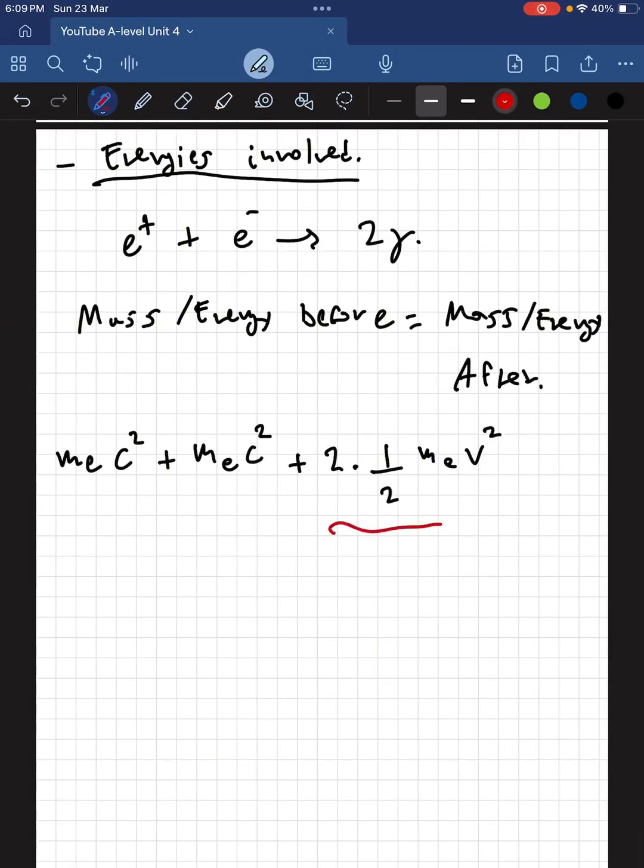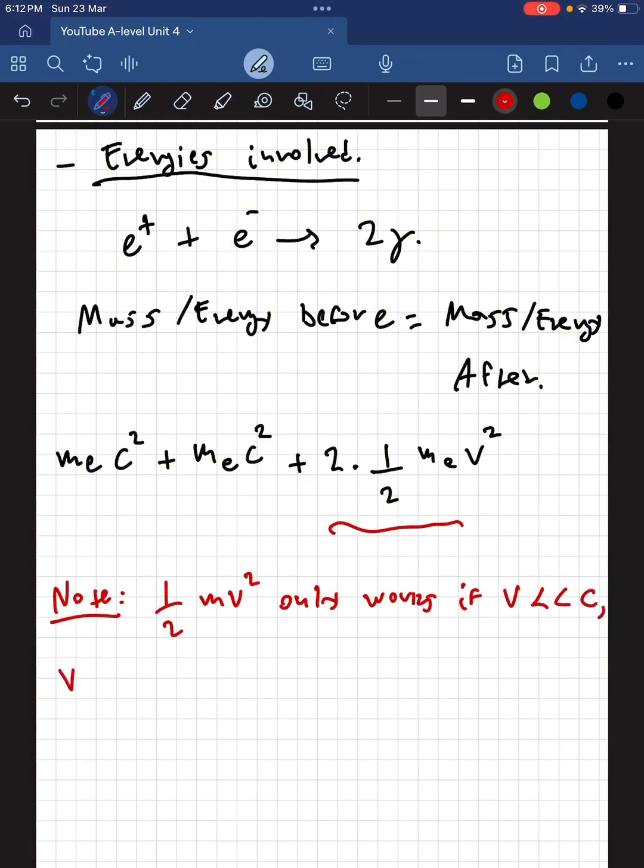I'm gonna put a note here. Note: 1/2 mv squared only works if the velocity is much, much smaller than the speed of light, or velocities smaller than or equal to about 0.05 c, so 5% the speed of light. Okay, so we can use 1/2 mv squared in those cases. I'm going to talk about what we use in relativity later. So let's go back to this equation.